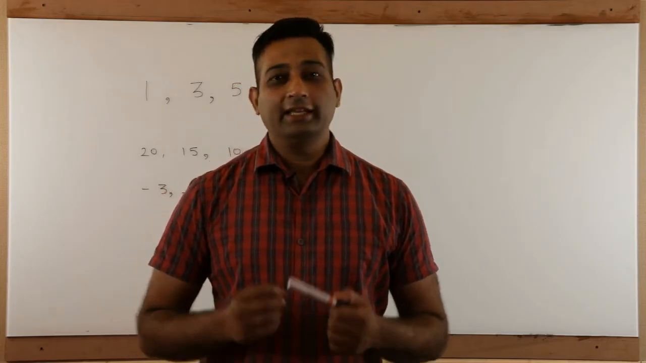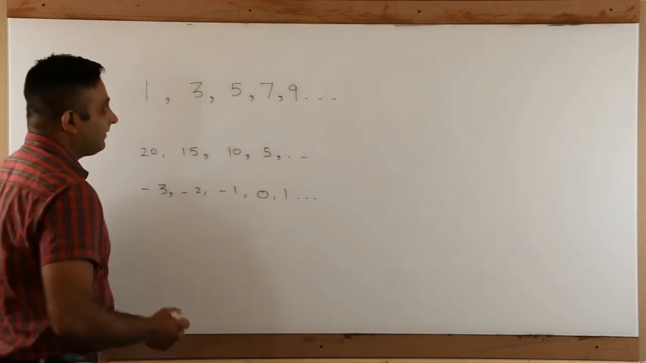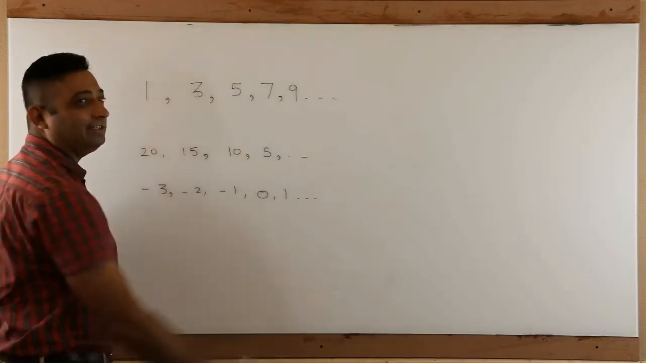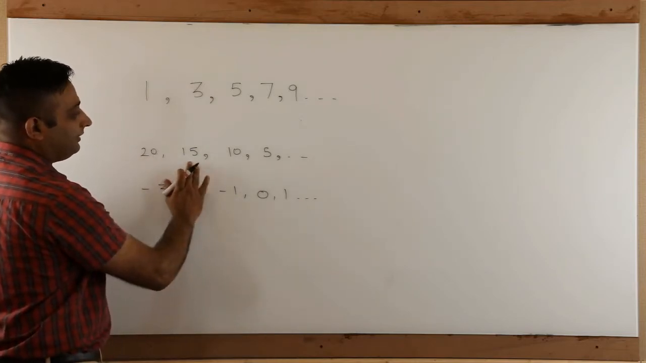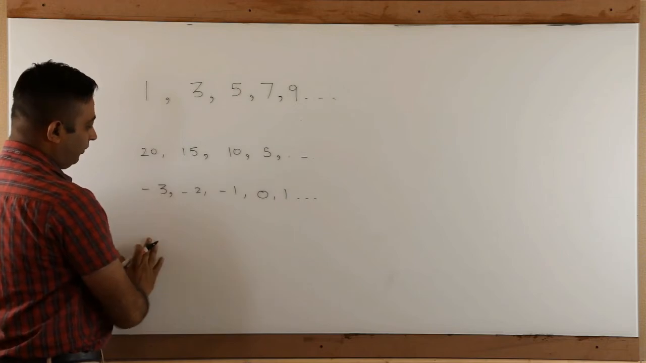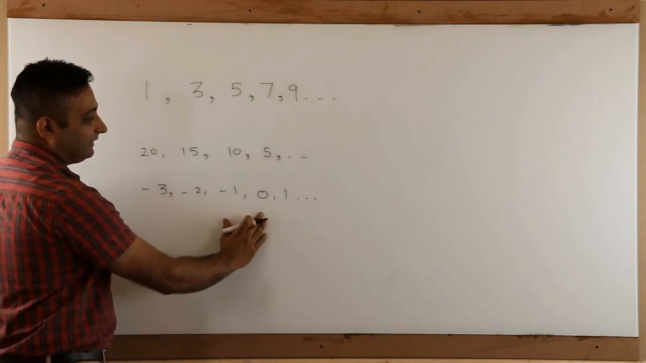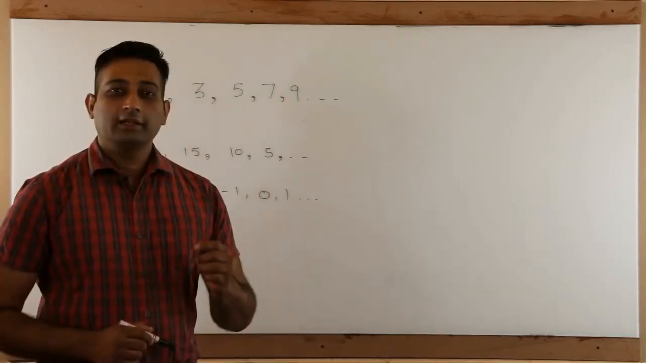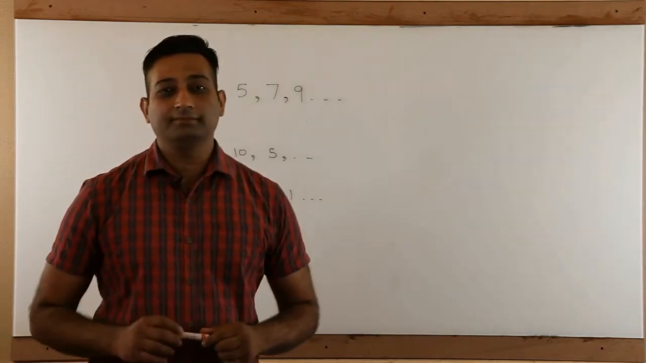Dear students, let us consider the following list of numbers: 1, 3, 5, 7, 9 and so on. Second list: 20, 15, 10, 5 and so on. Third list: minus 3, minus 2, minus 1, 0, 1 and so on. Each of the numbers in this list is called a term.